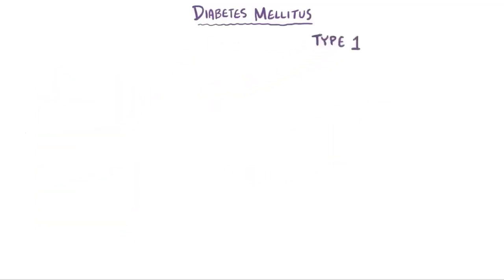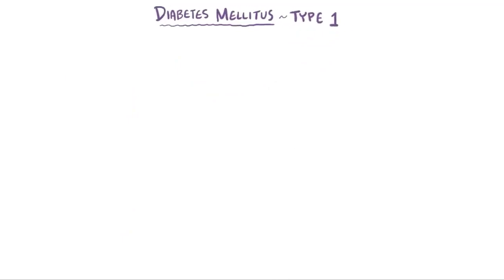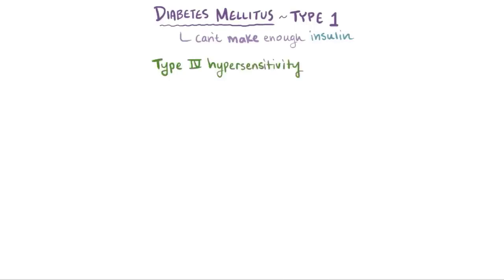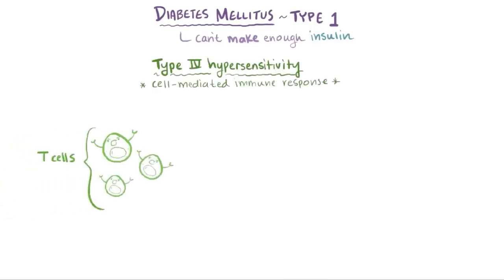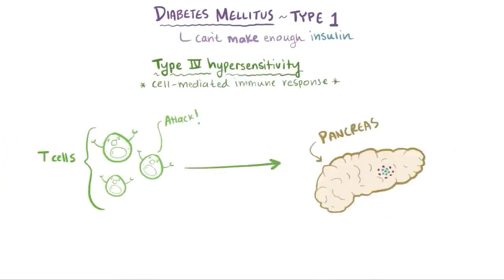Let's start with type 1 diabetes mellitus, sometimes just called type 1 diabetes. In this situation, the body doesn't make enough insulin. The reason this happens is that in type 1 diabetes, there's a type 4 hypersensitivity response or a cell-mediated immune response where a person's own T cells attack the pancreas.